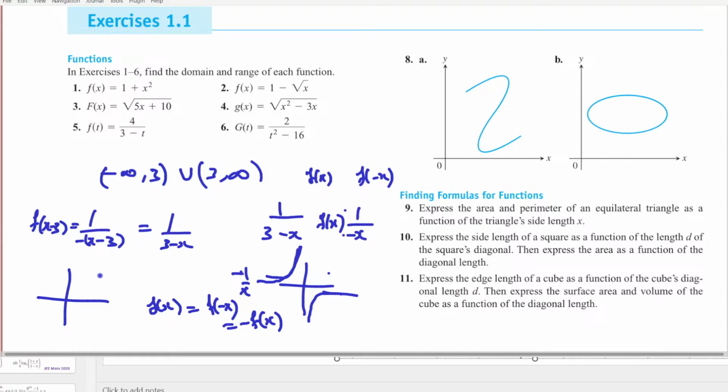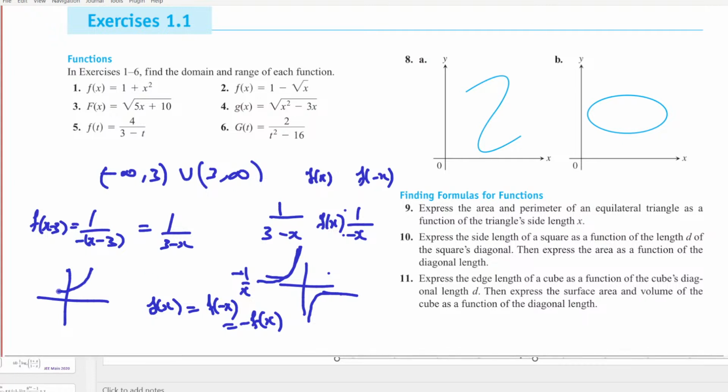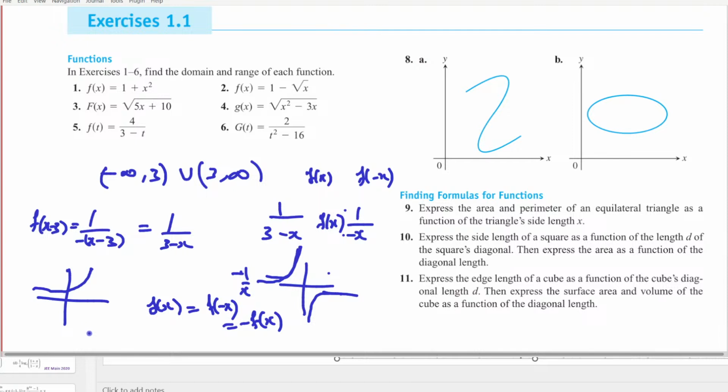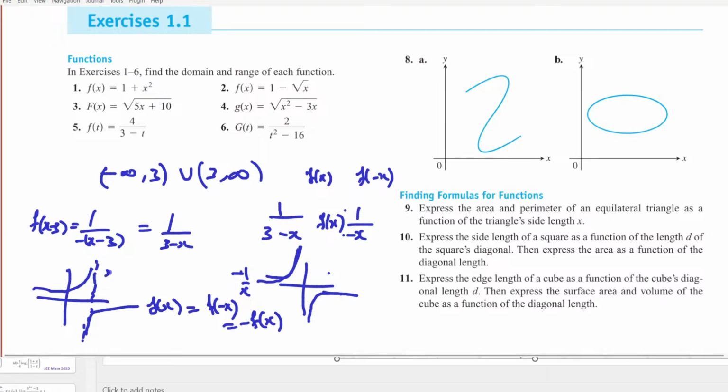So this is never touching y-axis, this is never touching x-axis, right? This graph. Never touching y-axis, never touching x-axis. Now what will happen? Instead of y-axis, this line will become x equal to 3. So it will never touch x-axis, it will never touch this line x equal to 3. That is why x equal to 3 is not there in the domain.